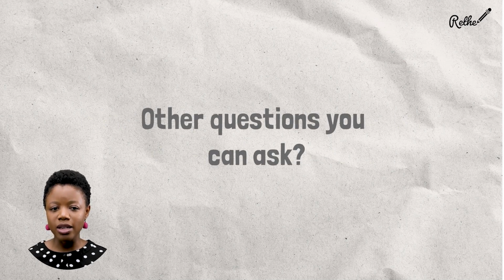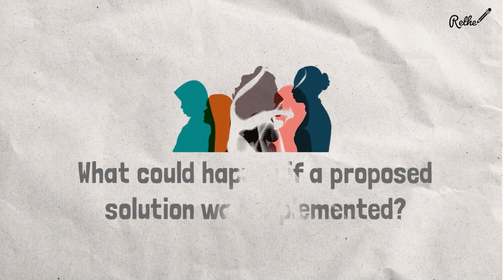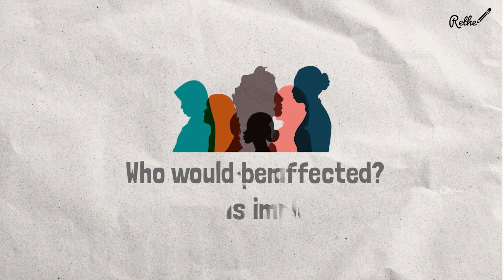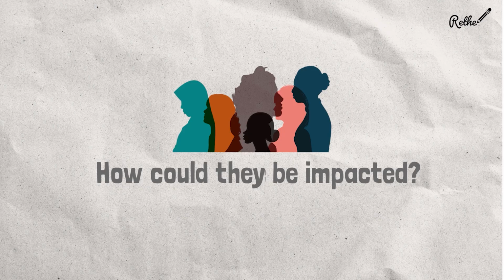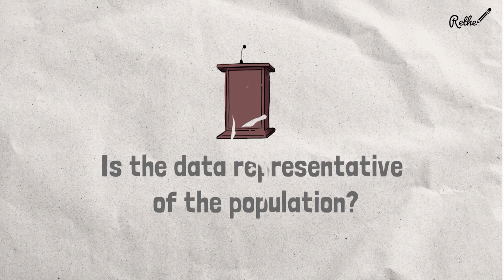Other questions you can ask while reading are about the impact of the research. What could happen if a proposed solution was implemented? Who would be affected? How could they be impacted? You could read about a solution to a problem, but maybe think about another way of approaching the same problem. Related to the previous section, you can ask questions about the study population. Who is included and who is excluded?